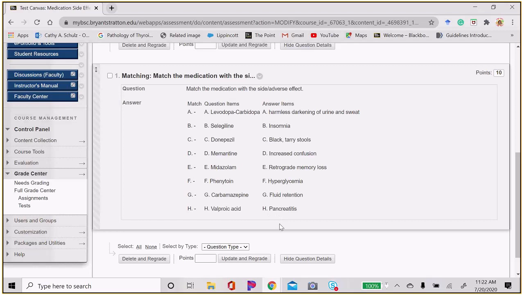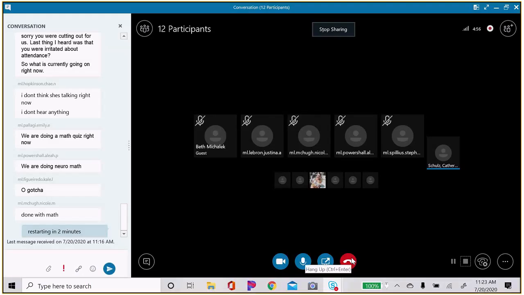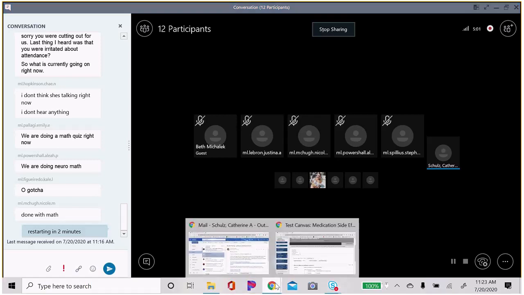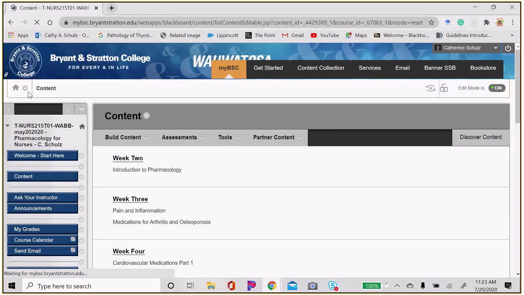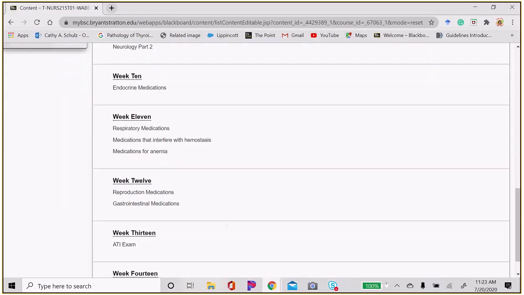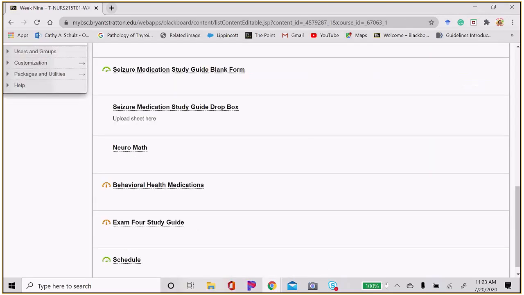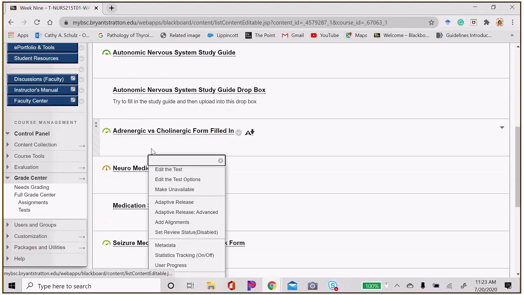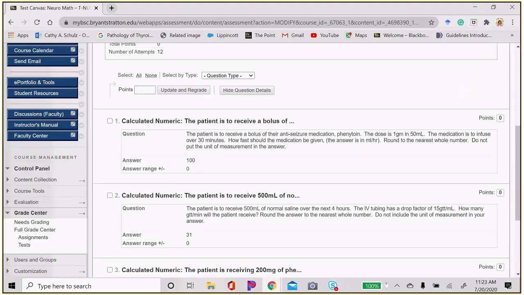So those are the answers to that quiz. I don't know if anyone had any questions about that one before we look at the math. Let's get to the math one here. These are very similar to the medication questions that we will have.